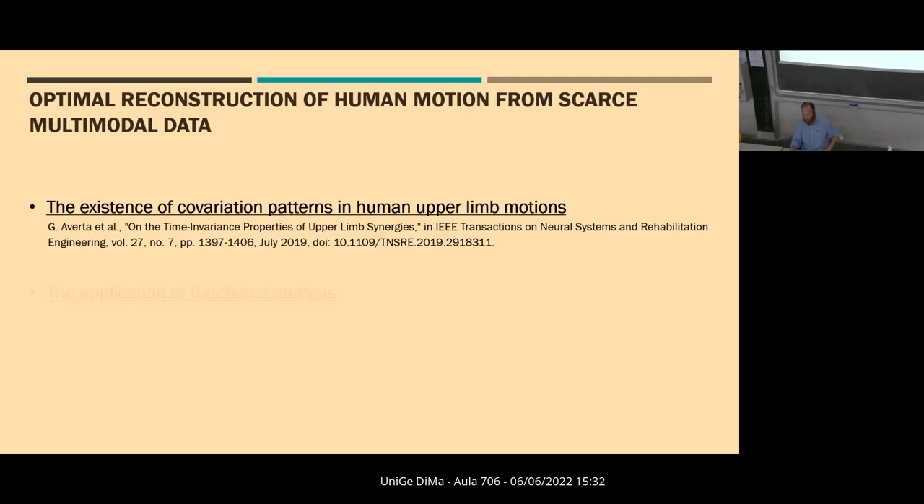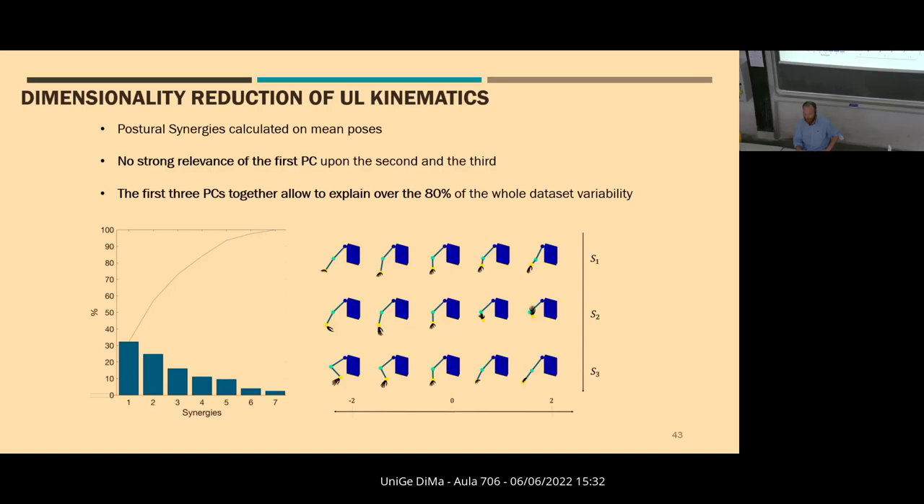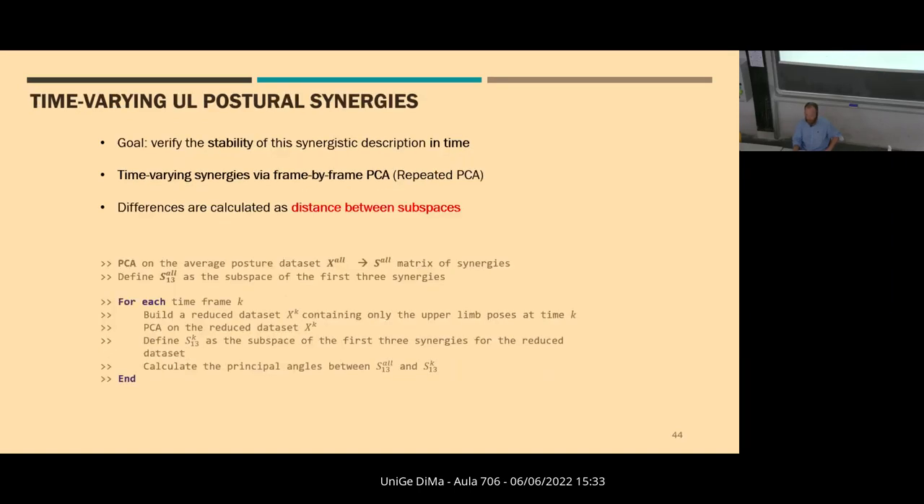So for the first point, what we did was to demonstrate that there is a dimensionality reduction also for human upper limb kinematics. So we recorded a data set of motion of human upper limb joints, and we computed the principal component analysis on the mean-centered data set, and we found that the first three principal components together allow to explain more than 80% of the variability of the data set. And also we verified the stability of this description, and we applied time varying synergy. So frame by frame, we applied principal component analysis. We defined this repeated PCA, because in this case, we can still comply with the requirements of principal component analysis.